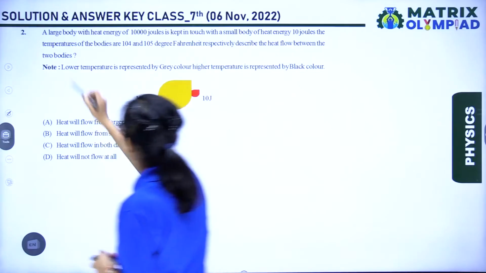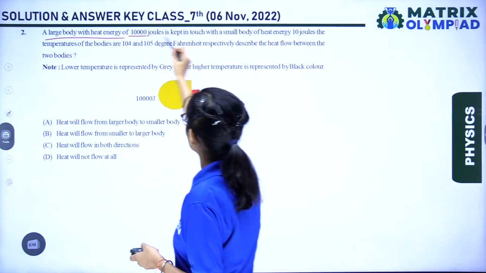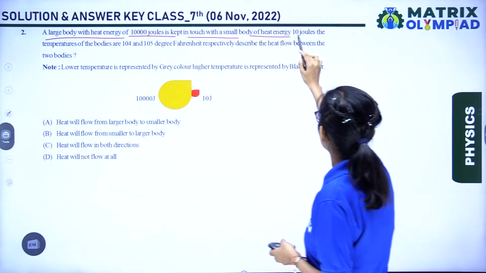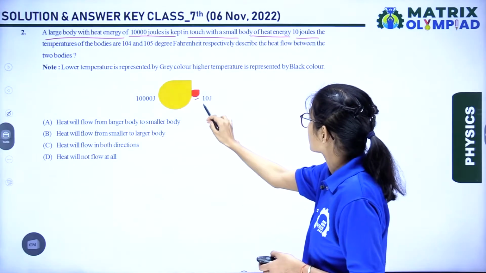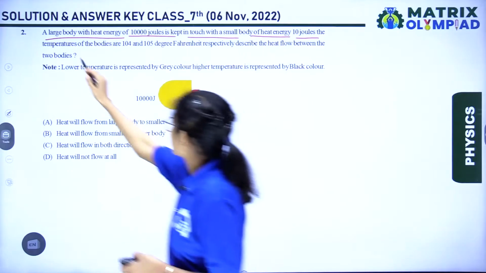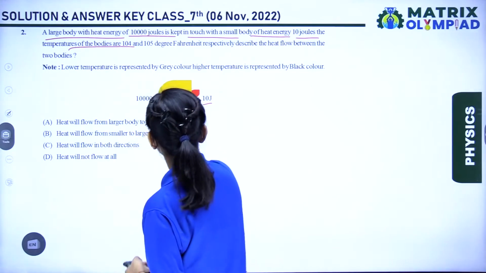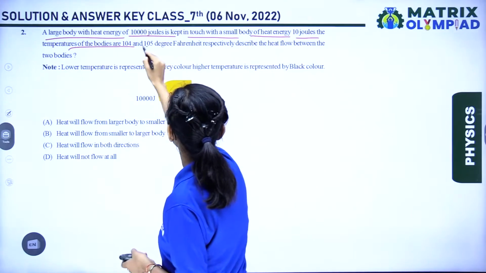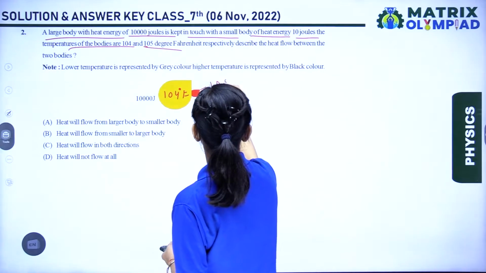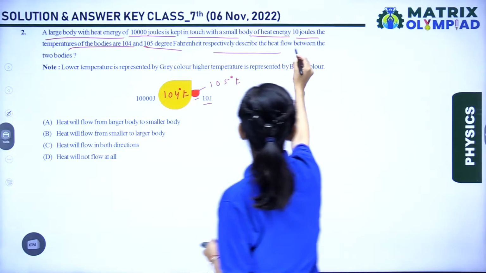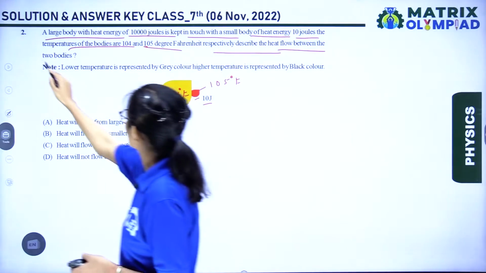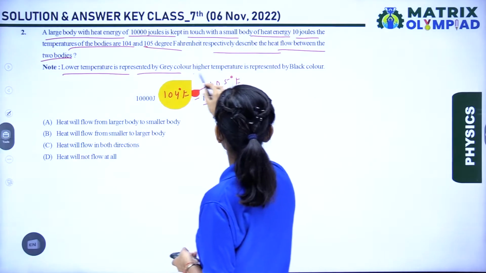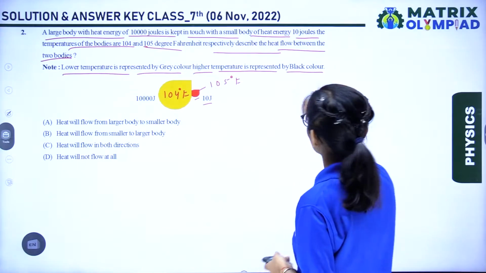Okay, in question number second, there is a large body that energy is 10,000 joules kept in touch with a small body of heat energy, and that small body has the energy of 10 joules, and the temperature of the bodies are 104 degree Fahrenheit, and the smaller one has the 105 degree Fahrenheit, respectively. Describe the heat flow between the two bodies. Lower temperature is represented by gray color, higher temperature is represented by black color.